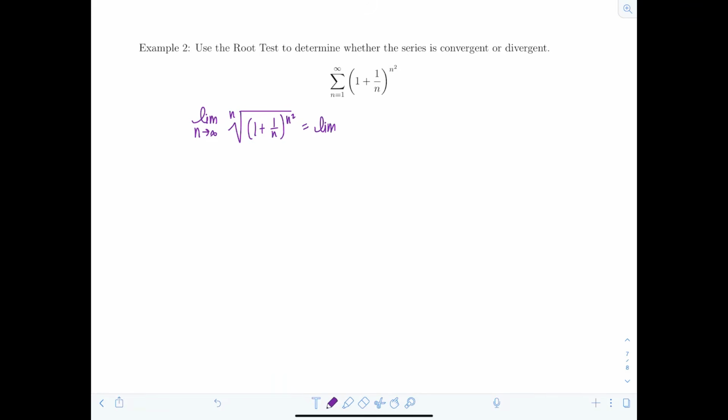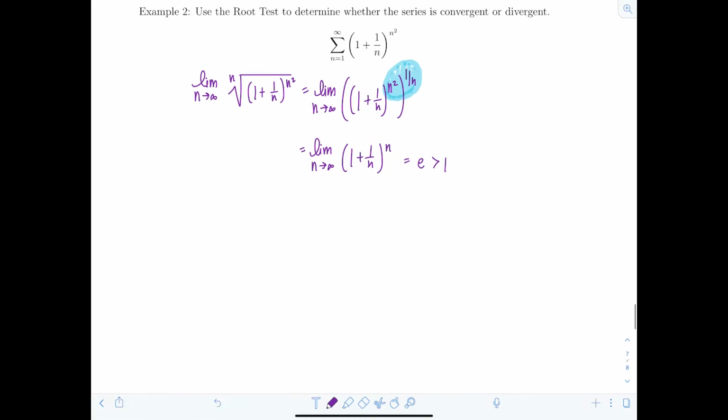Now I'm going to take the limit as n approaches infinity, and this is going to be 1 plus 1 over n raised to the n squared, and then this is all raised to the 1 over n, right? And then when I take an exponent and I raise it to another power, I end up multiplying them. So n squared times 1 over n is just going to give me n. So now I'm left with the limit as n approaches infinity of 1 plus 1 over n raised to the n. Do you know what this limit is? This one's a famous one. This is e. Oh my goodness. And e is about 2.7, which is bigger than 1.